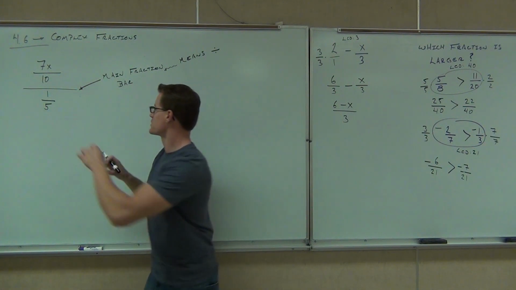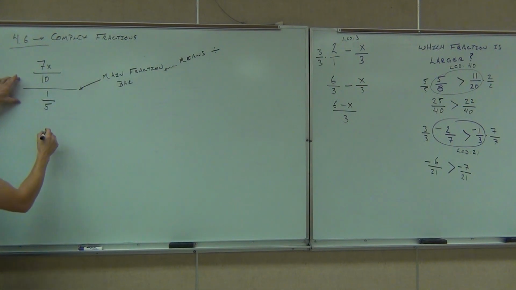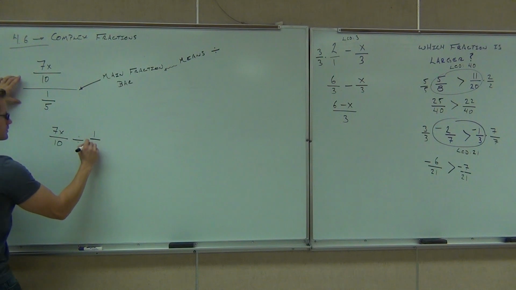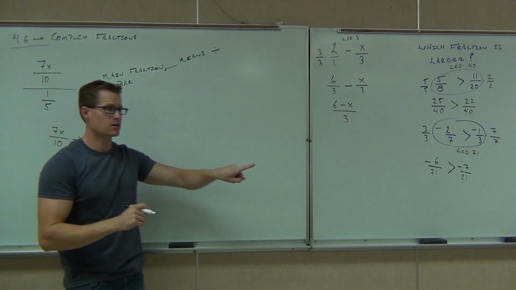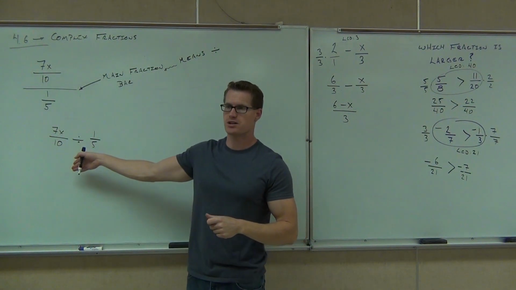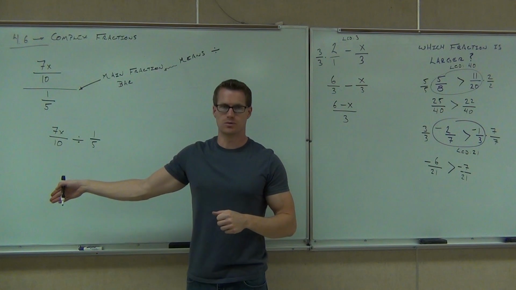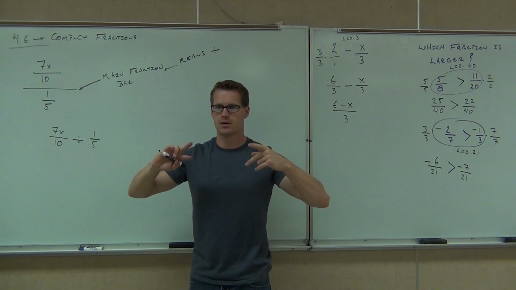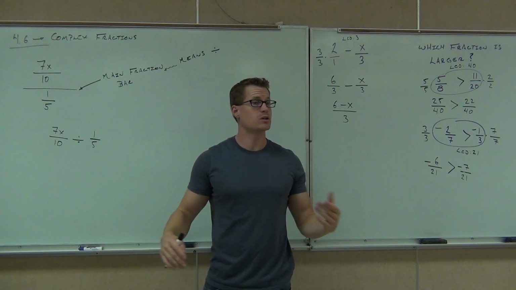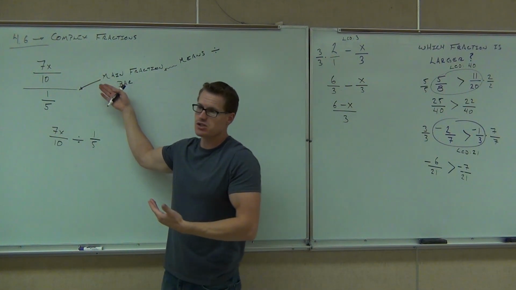So would you say that if this is 7x over 10 divided by 1/5, this says the same thing as this? Yes. 7x over 10 divided by 1/5. Do you agree it's the same thing? Yes. Hey, have you done division by fractions before? Yes. Do you flip the first one, the second one, or both of them? Second. So we can do this problem as long as you understand that a main fraction bar means division.